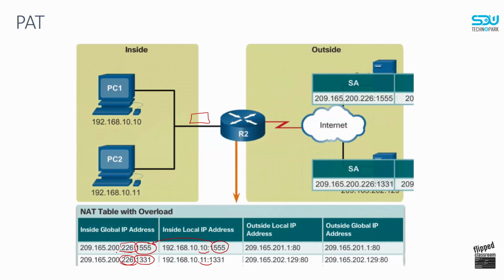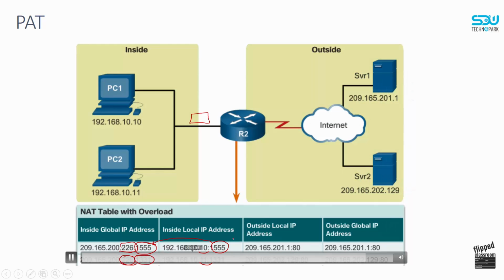And when communication comes back again, it will be delivered to these ports, so that the router will receive this packet through this IP address and will understand that this port is bound with this IP address and this port number.